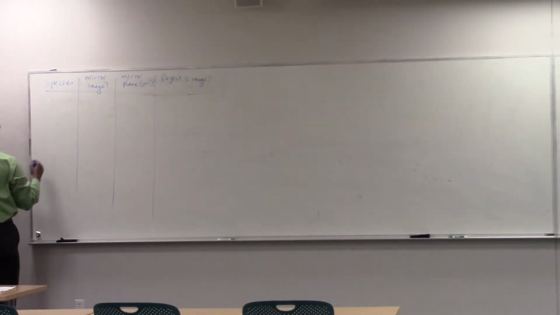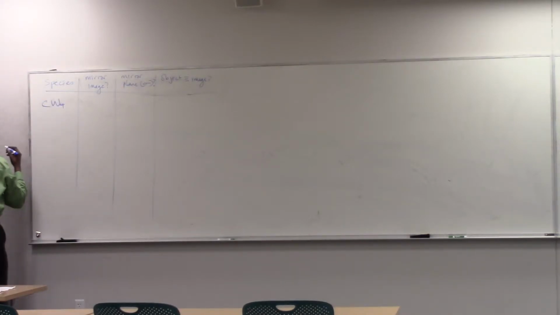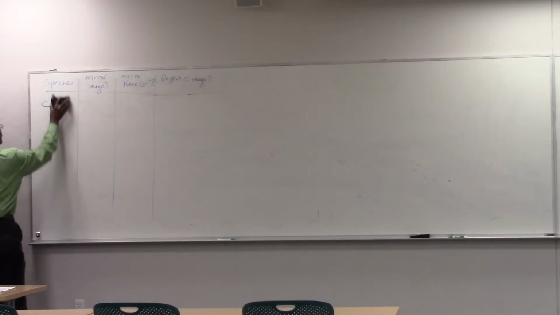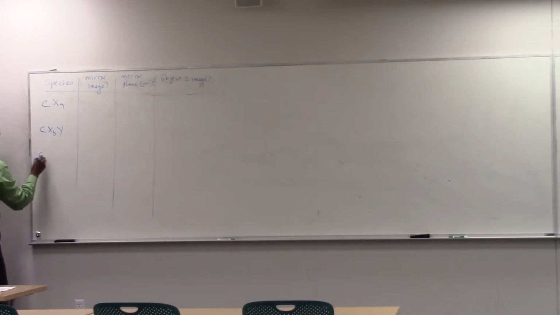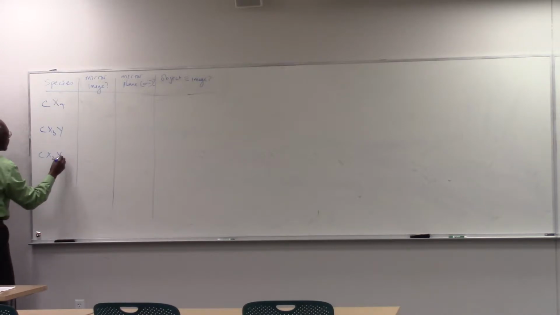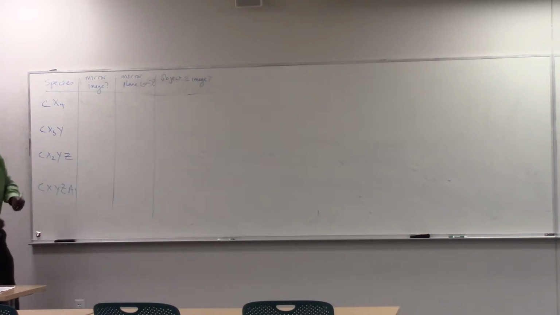So the species we're going to pick are, say, CX4, CX3Y, CX2YZ, and then CXYZA. Okay? This is true, and I have it for carbon, but this really is true for any tetrahedral atom.